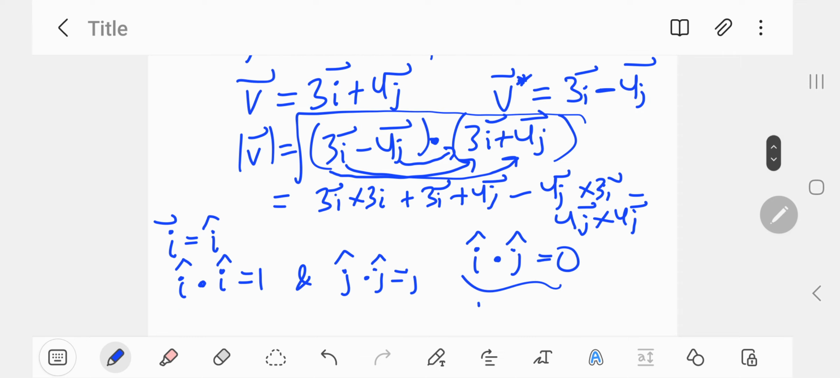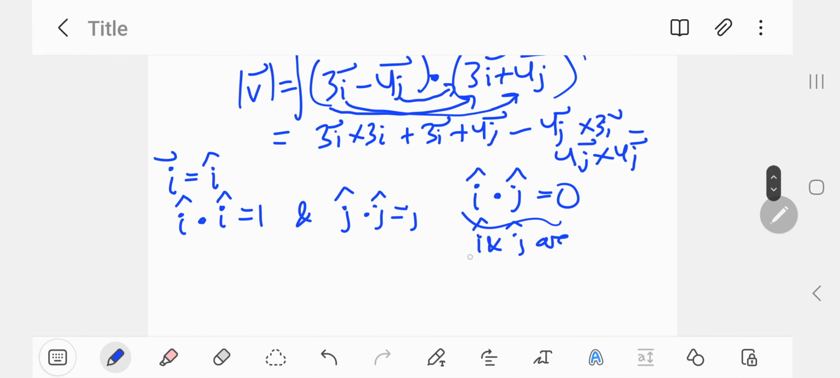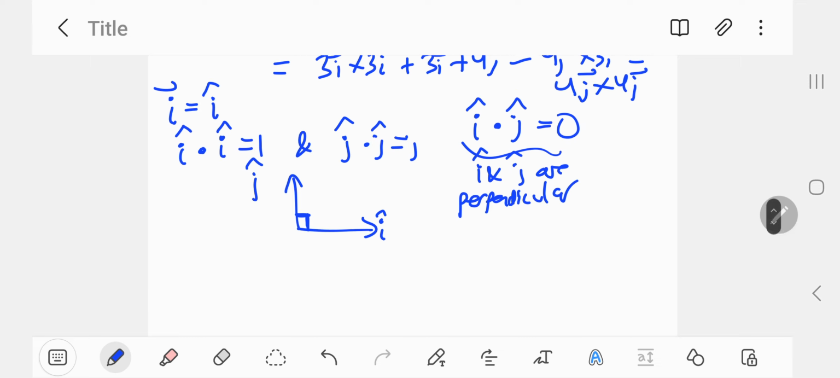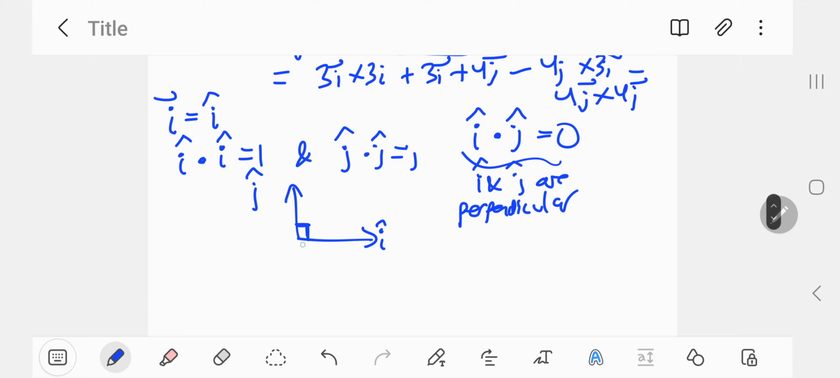In other words, i and j are two vectors that are at right angles. They're perpendicular to each other. So let's suppose i is running across the x-axis and j is running up across the y-axis. They are right angles, so therefore the dot product is 0. However, any vector along that same axis, you'll have a dot product of 1. That's what those statements mean here.